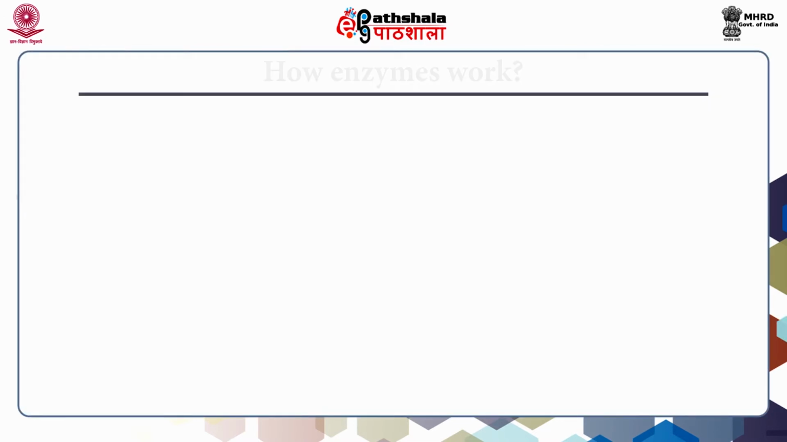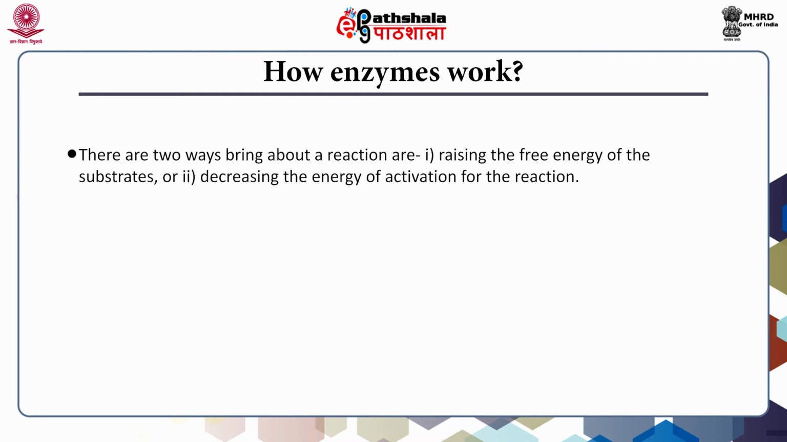Now we will see how enzymes work. There are two ways in which an enzymatic reaction can be brought about. One is raising the free energy of the substrates. Now let us understand how. If the free energy of the substrates, or the reactants, is increased, the difference in energy between the substrate and the transition state reduces. Hence, the activation energy also declines and the potential energy barrier can be easily crossed.